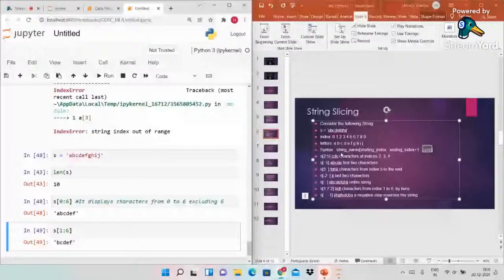It'll start off with the index position 1. What do we have at index position 1? We have got B. So it'll go on B to C, D, E, and F. Okay. So yeah, that is what is happening here.